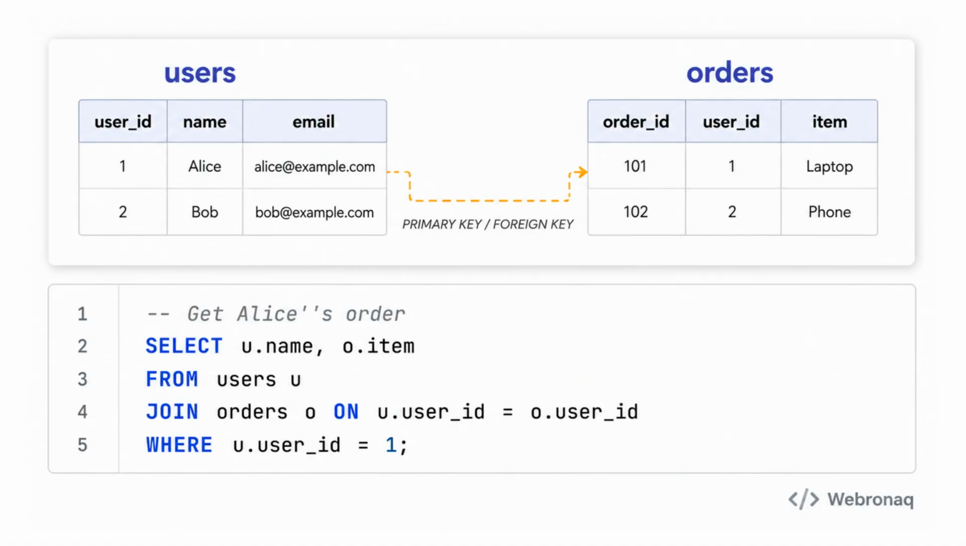To ask a question across both tables, we use SQL, which stands for Structured Query Language. The query on screen joins users to orders on that shared user_ID, then filters where user_ID is equal to 1, giving us Alice's order. You get select to read, insert to write, and join to link tables. SQL has been the standard language for this since the 1970s, and it still runs most of the world's financial and business data today.